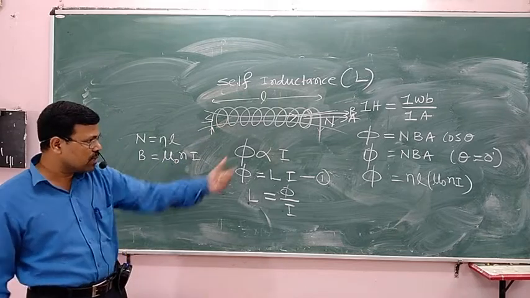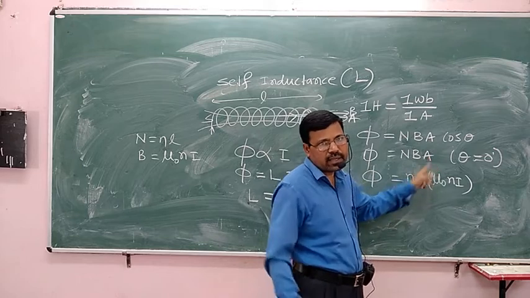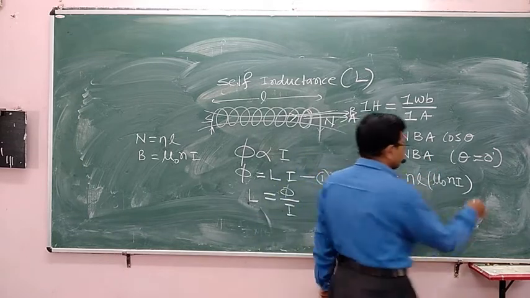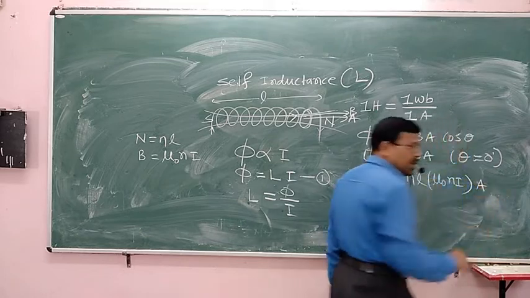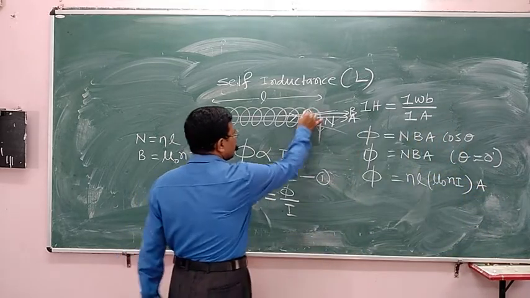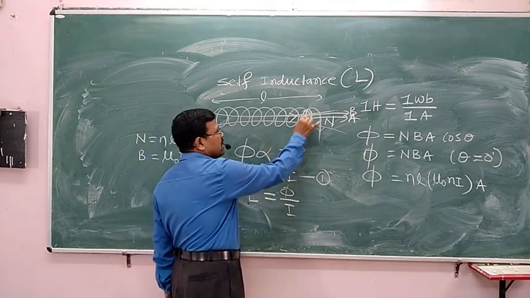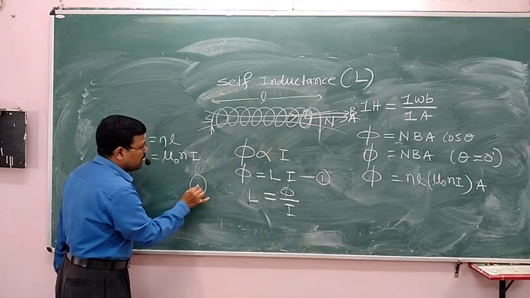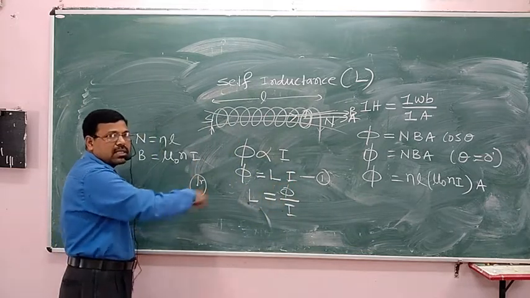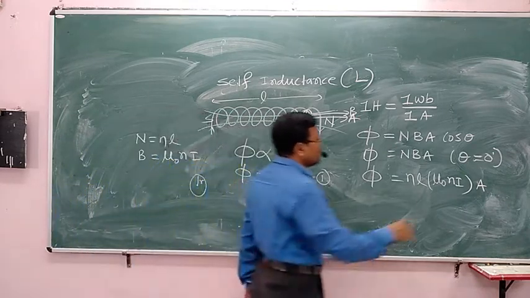So you substitute that value. What is area? Area is pi r square, or simply you can write A. A means cross-sectional area. R is the radius. Suppose I take one turn like this, this will be R and its area will be pi r square. Compare this equation 1 and equation 2.